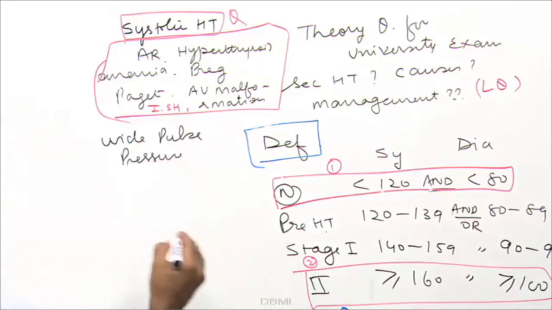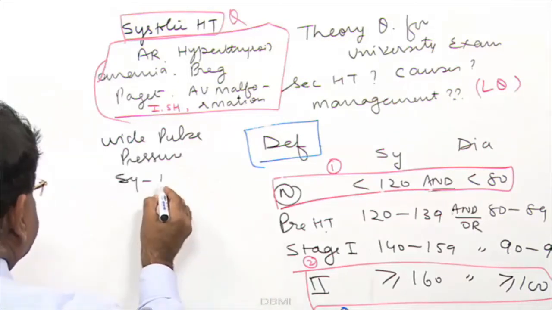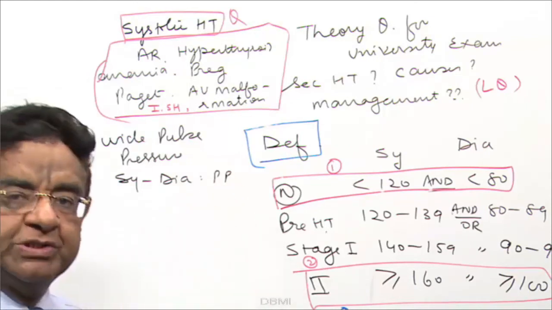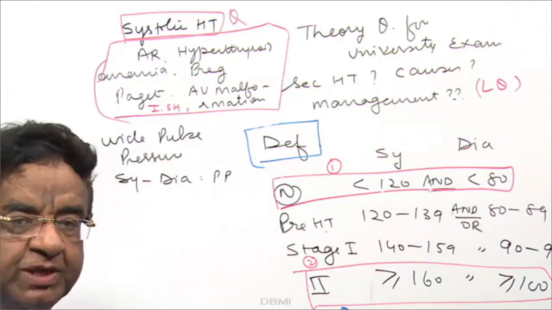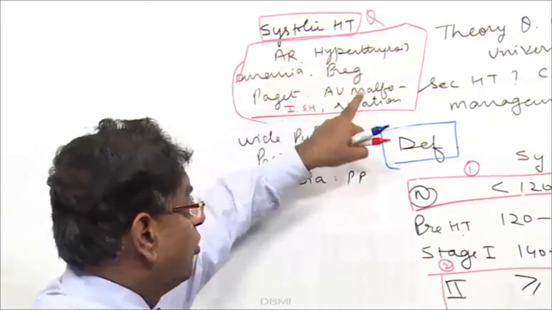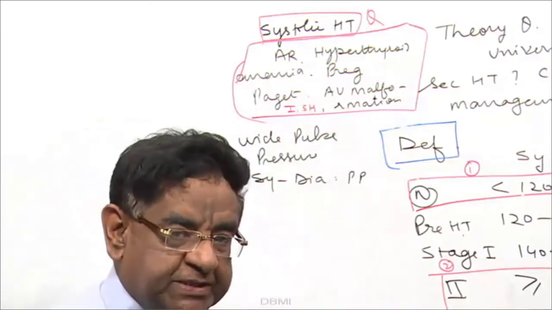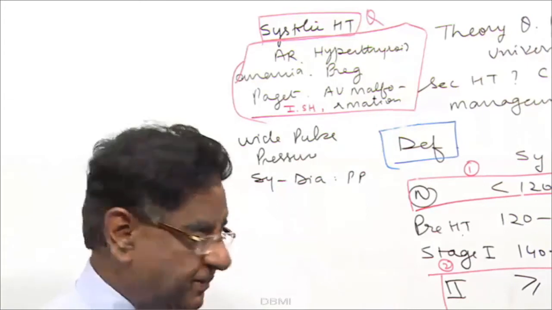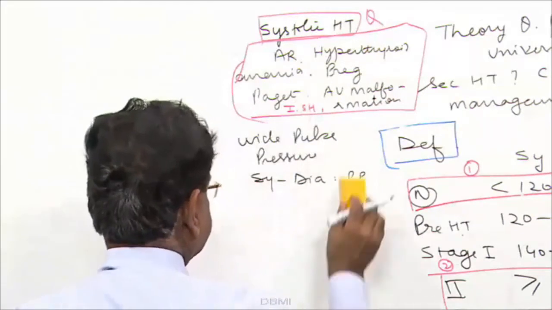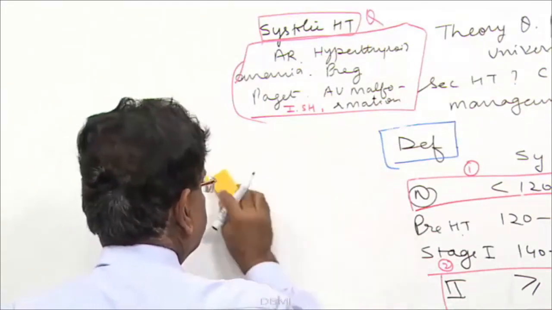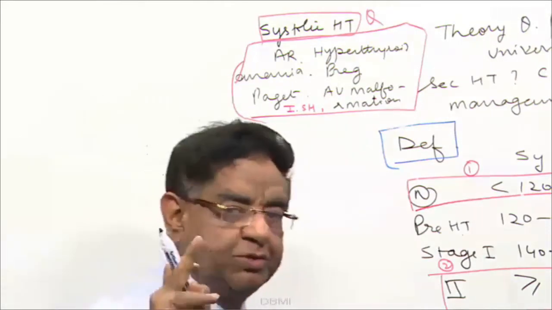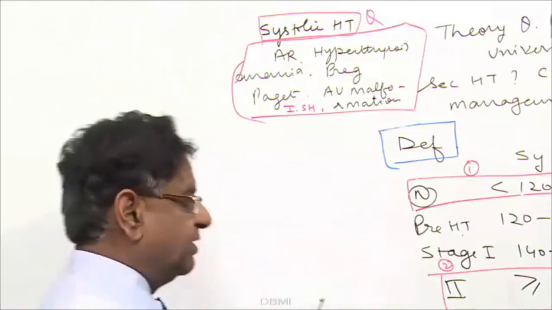What is pulse pressure? All of you know it is systolic minus diastolic. So if he asks you a question, maybe viva or MCQ and theory also, causes of wide pulse pressure, the answer remains the same. All these will be having wide pulse pressure also. Well, what is mean arterial pressure? This is very frequently asked, you should write it in your theory also, and it is a very important MCQ also.